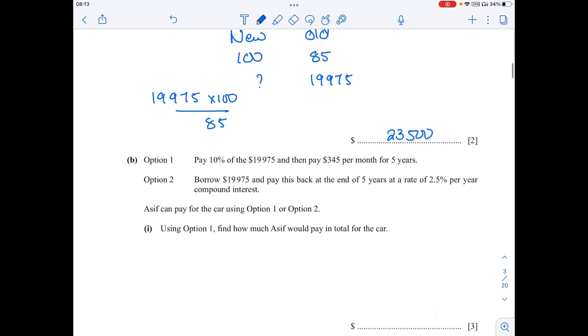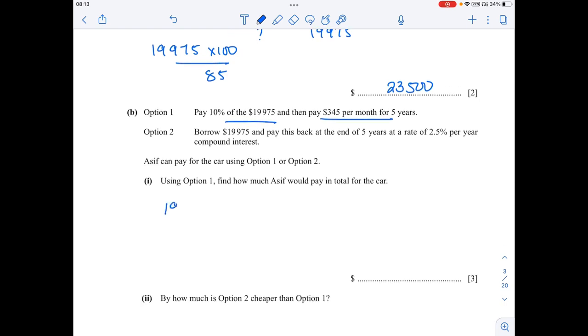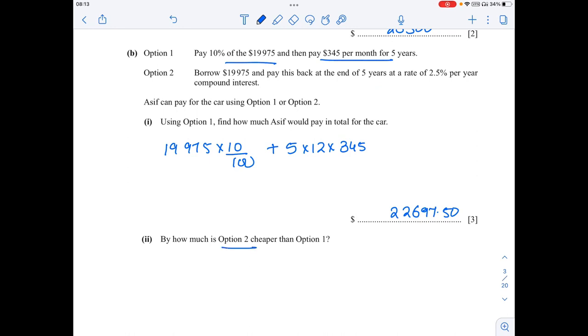Then option 1, he pays 10% of this and pays 345 for 5 years. So he pays 10% of that, and for 5 years, 5 times 12 times 345. How much has he paid for that? 22,697.50. Option 2, he pays compound interest 2.5% a year. By how much is option 2 cheaper than option 1?